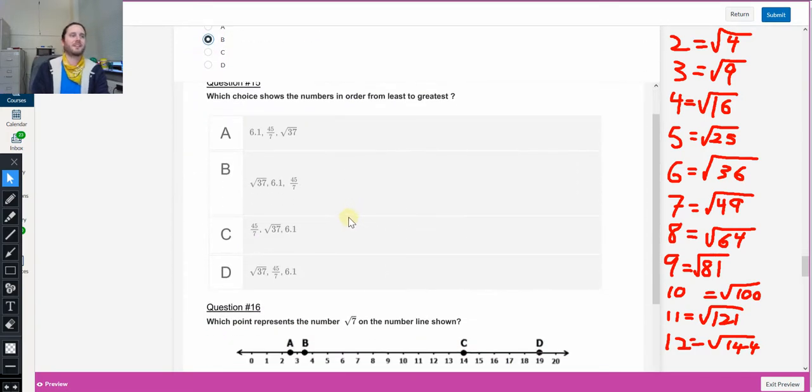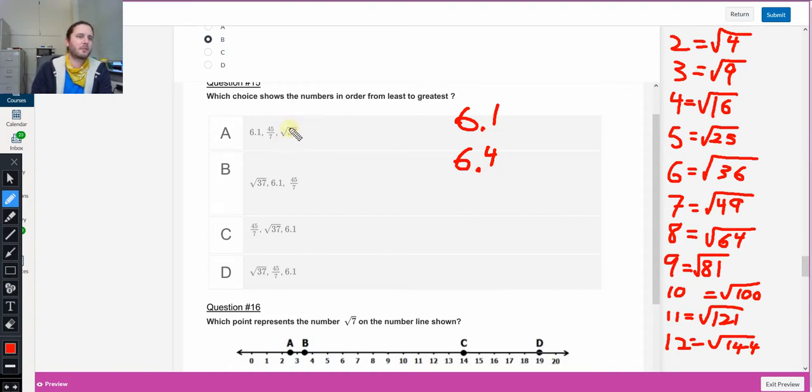For number 15, it's asking us to order these from least to greatest. So again, we're going to make a chart off to the side. We've got 6.1. Well, 6.1 is just 6.1. 45 over 7. Well, let's see. 7 goes into 45, 6 times evenly, and then it would have a remainder of 3. So a remainder of 3 out of 7. Probably closer to like 6.4, 6.5.